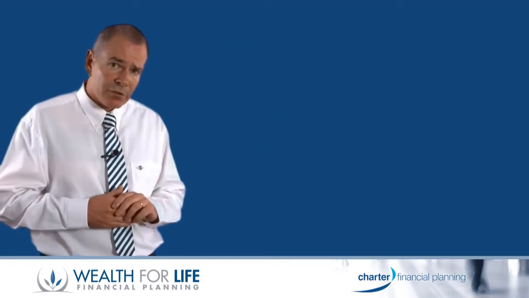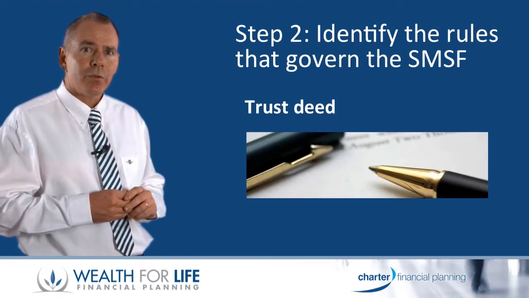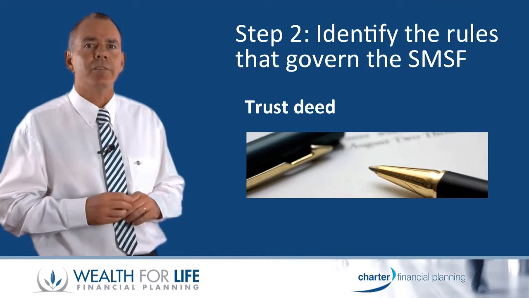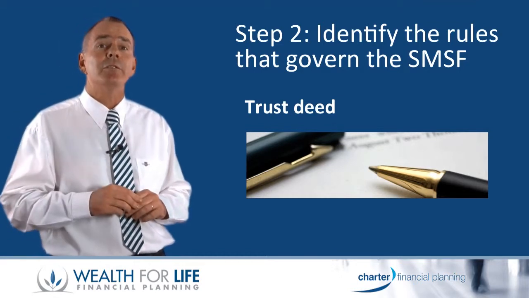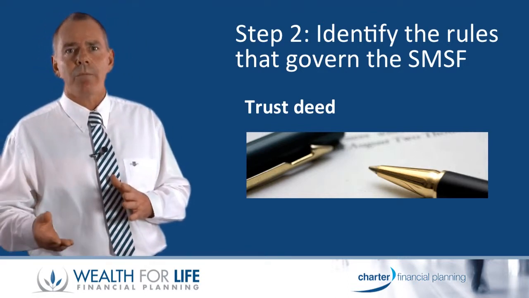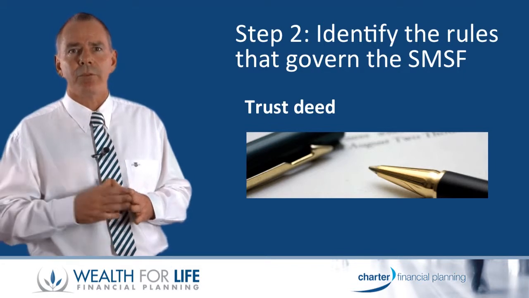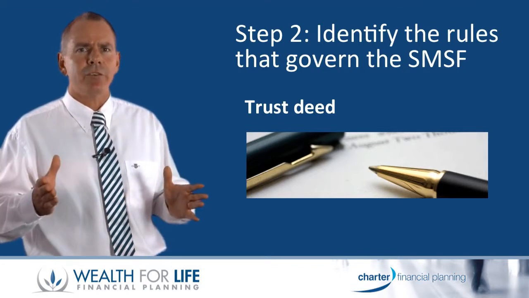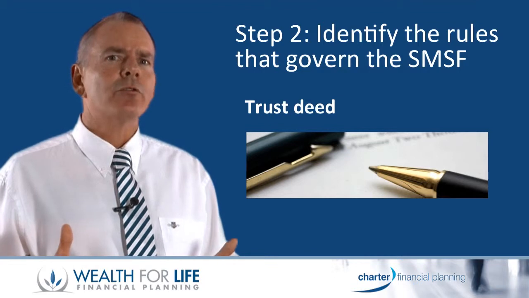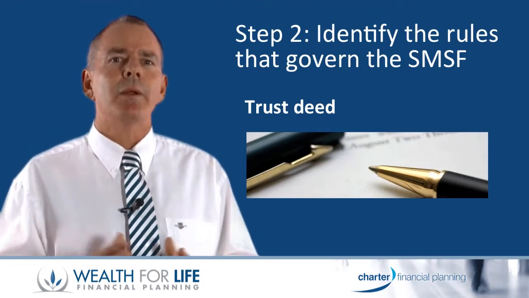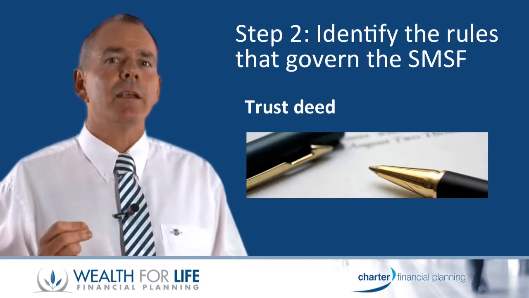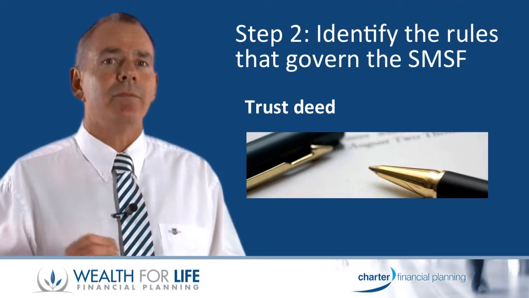So let's have a look at step 2, identifying the rules that govern the SMSF. Now these rules can be found in the trust deed when establishing the SMSF or the most recent deed of variation. Trust deeds executed before the 1st of July 2007 generally do not allow members all the benefits of simple super reforms. For example, the transition to retirement pensions and the ability to borrow in limited circumstances. Older trust deeds may not allow binding death nominations to be made. It is prudent for the trustees of the super funds to regularly review their trust deeds and update if necessary.